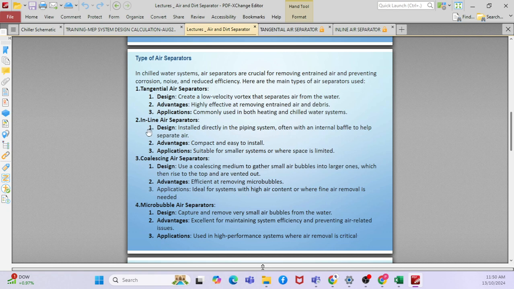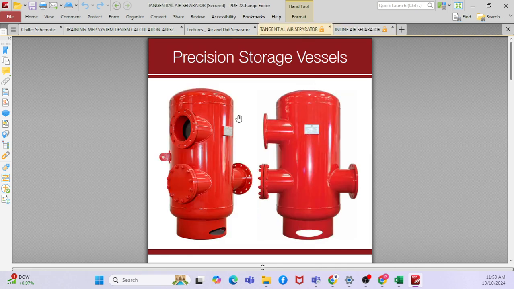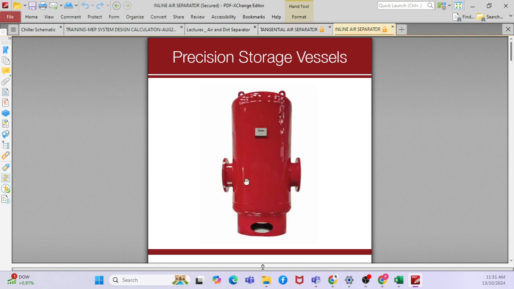Now you can see that there is another type called the inline air separator. The pipe enters and leaves in the same line, so that is called an inline air separator. Both have advantages and disadvantages. The tangential air separator may have better efficiency because of its flow path, which separates the air. The efficiency of the inline separator may be lesser, but it is easy to install.